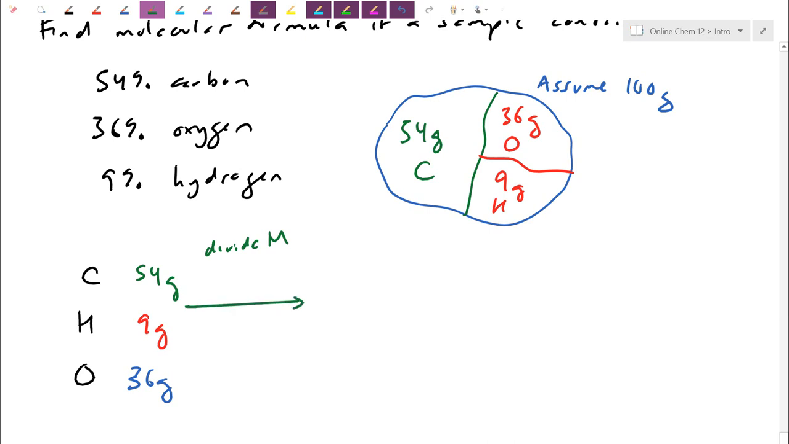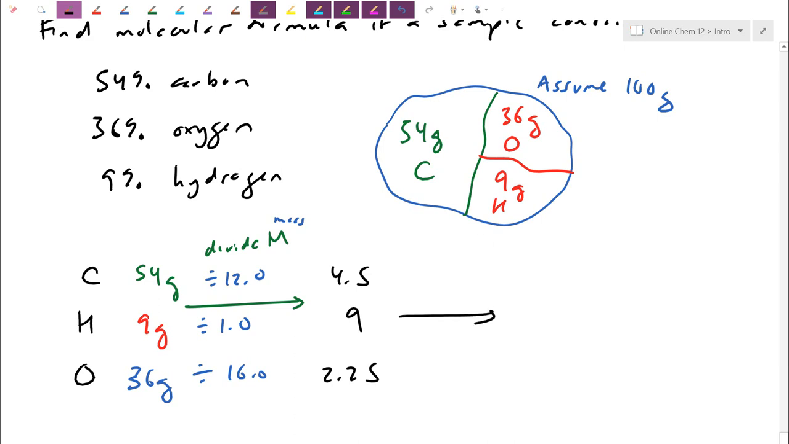This looks like molar again, but that M there actually just stands for the molar mass. So let's put them on a level playing field. Carbon weighs 12, hydrogen weighs 1, oxygen weighs 16. You'll notice I've just done the molar mass of 1. So 54 divided by 12 gives you 4.5. 9 divided by 1 is just 9. 36 divided by 16 gives me here 2.25.